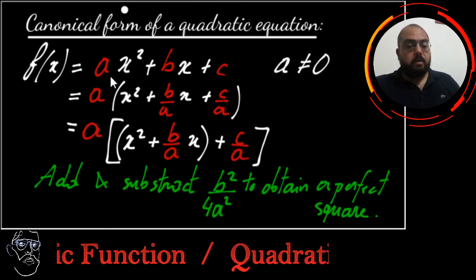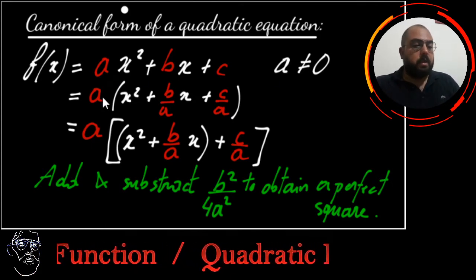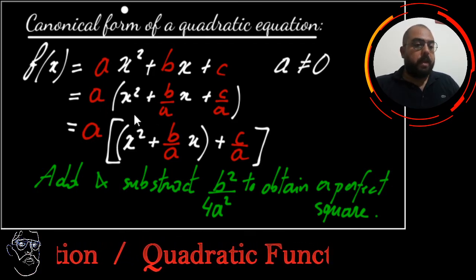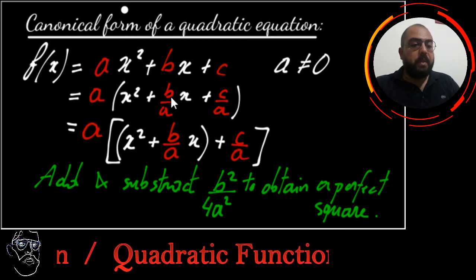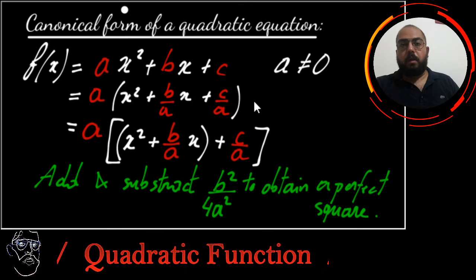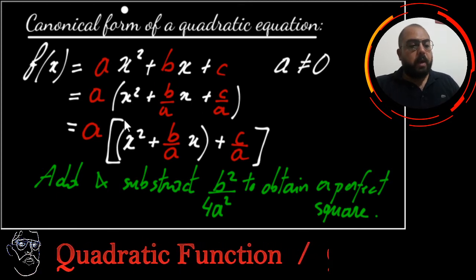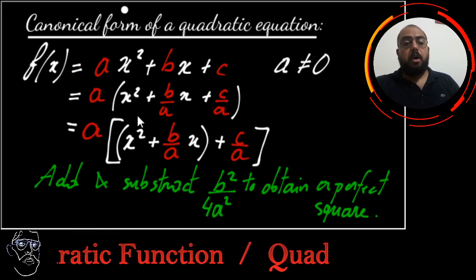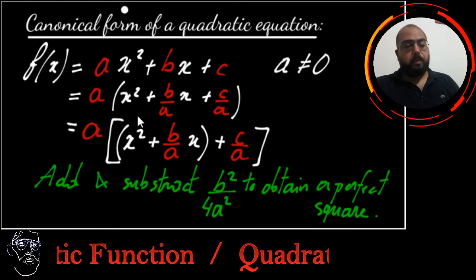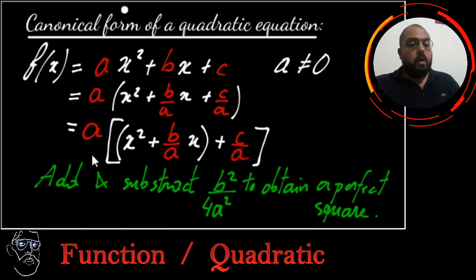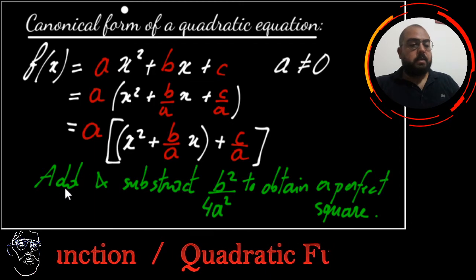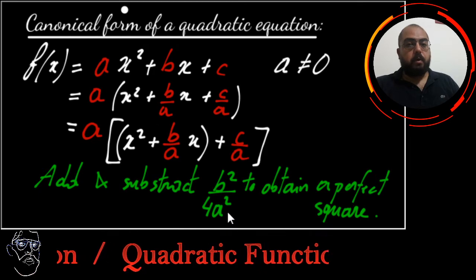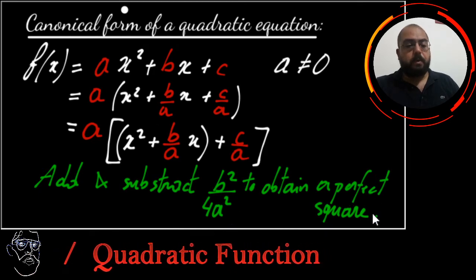What I should do next, in order to reach the canonical form, is to factorize, to put a as a common factor. So what remains is x squared plus b over a x plus c over a. Now, the part where I have x squared plus b over a x, I will consider as the beginning of a perfect square, so I will group them. And what I should do next is add and subtract b squared over 4a squared, in order to obtain a perfect square.